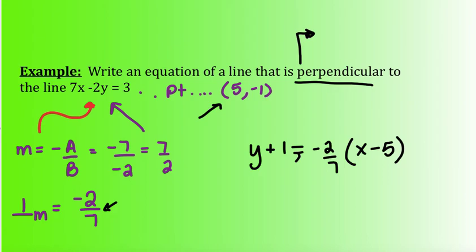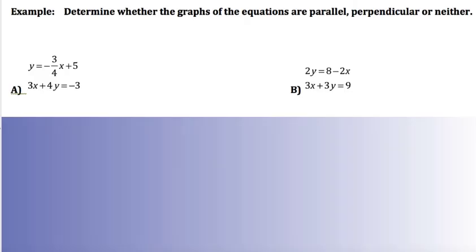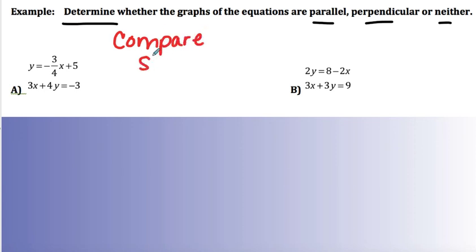All right, last thing I want to look at is how to determine if two lines are parallel, perpendicular, or neither. Well, again, if it's talking about parallel or perpendicular lines, then we want to compare or look at the slopes. So when I want to determine whether they're parallel or perpendicular, I'm really just going to compare the slopes. So again, it does matter what form they're in.